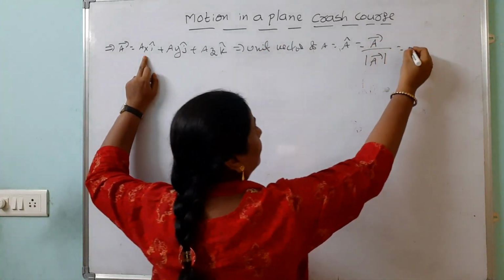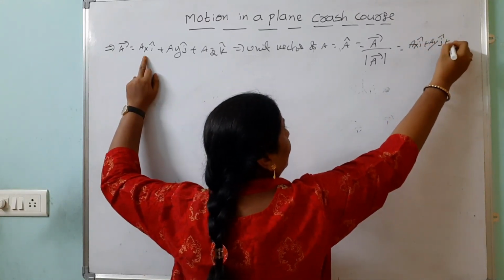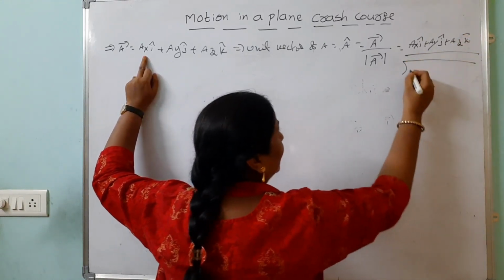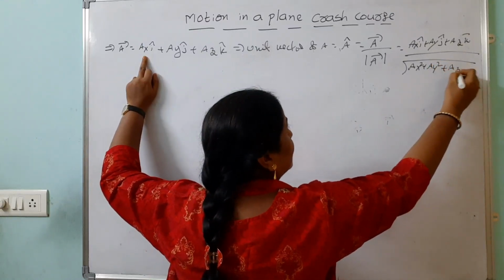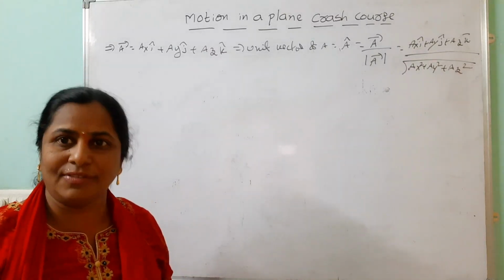So A bar is ax i cap plus ay j cap plus az k cap. Just now you learned how to find out the magnitude: ax square plus ay square plus az square, under root. So this is the formula. You can find out the unit vector of any vector.